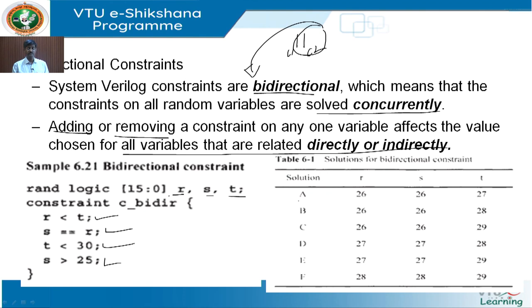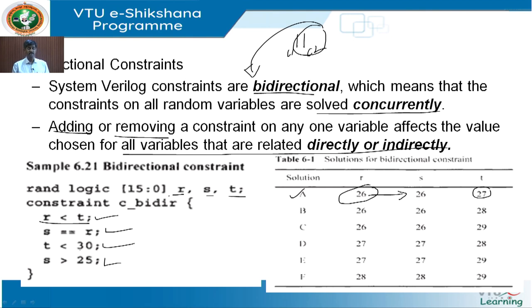So I have a variable, solution, the first solution A. What is the R value? Randomly I have chosen 26. So you can check, T will be 27. What is the condition? R is less than T. Is 26 less than the T value? So S is equal to R, so I will assign the R value 26 to S.